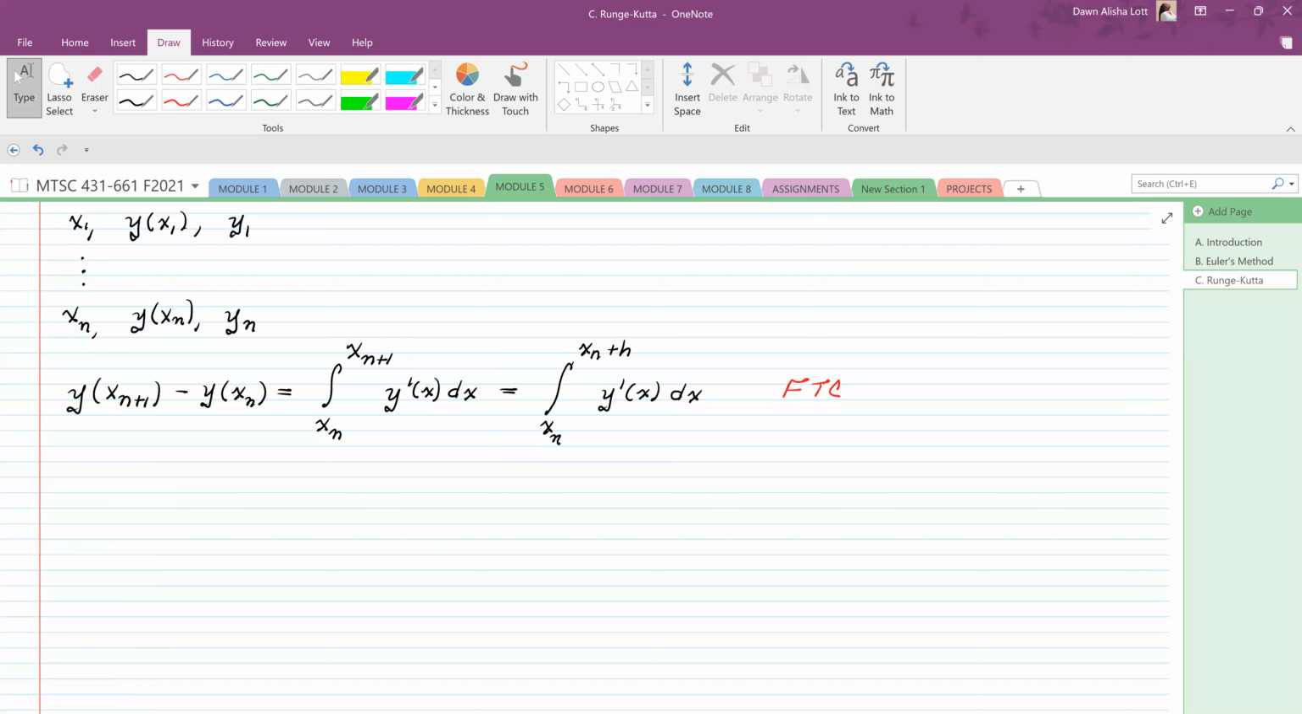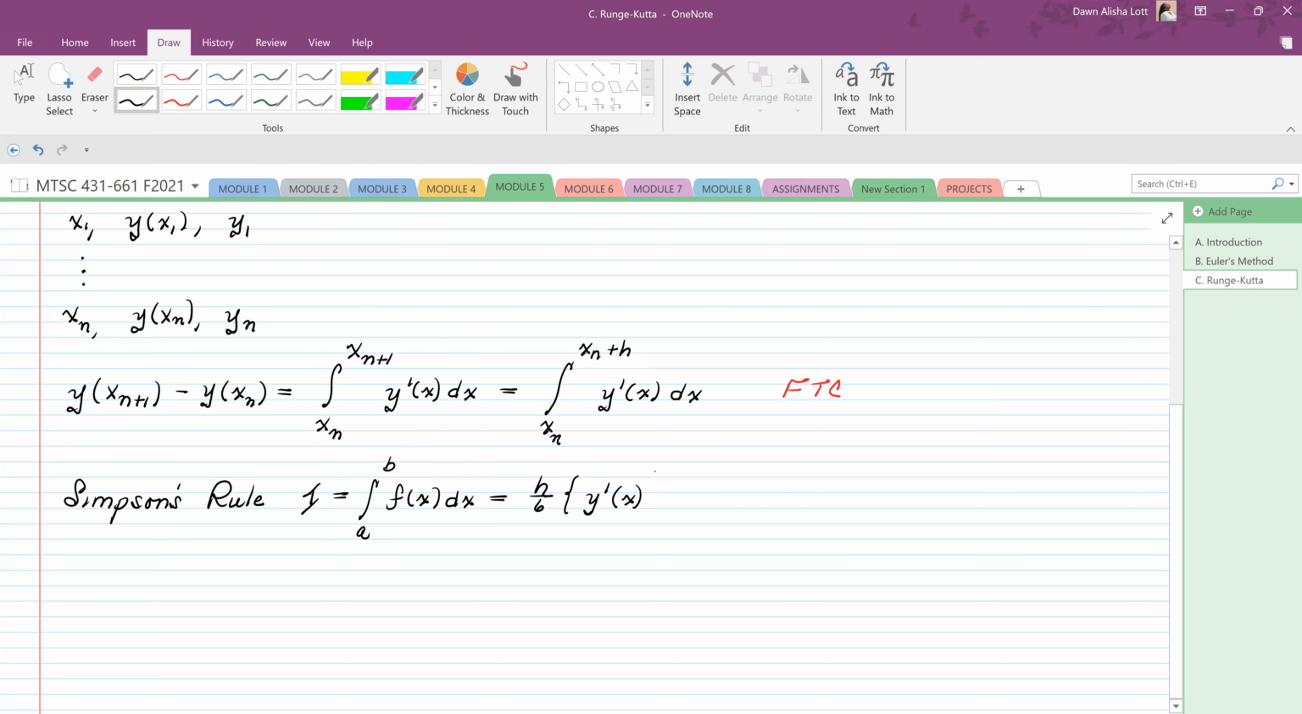Now we also learned Simpson's rule. So with Simpson's rule, if we wanted to compute the integral from a to b of f of x dx, we took this as h over 6 times y prime of xn plus 4 times y prime at the x in between there, xn plus h over 2, plus y prime at xn plus 1. Now here, this is a little bit different. Let me explain to you the difference.